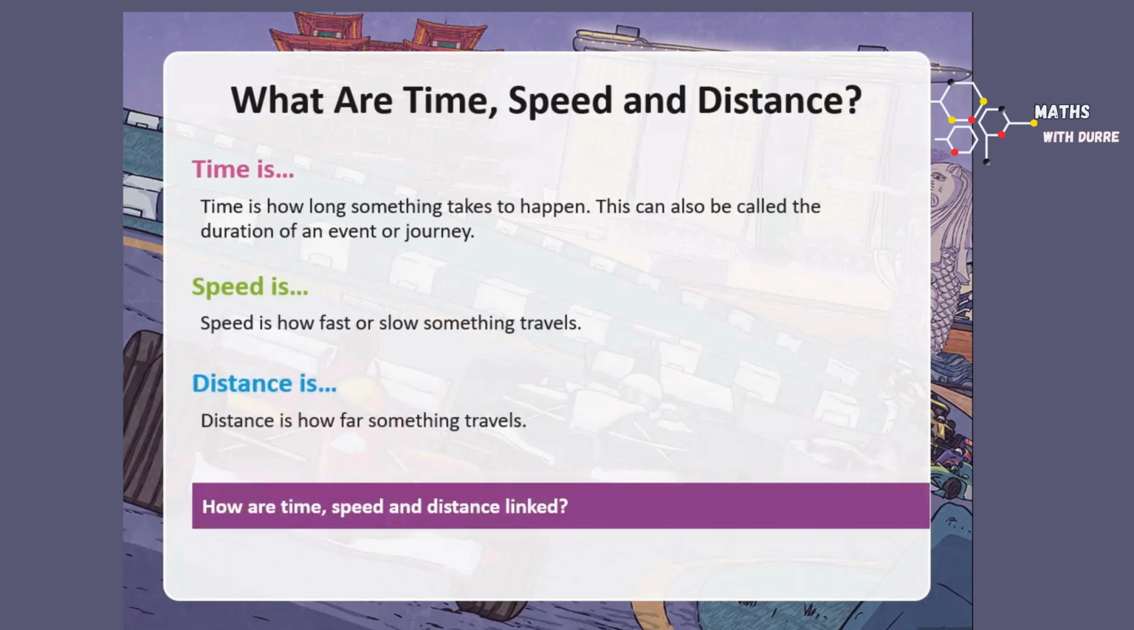And what is meant by distance? Distance is how far something travels. How are time, speed, and distance linked? If we know two of these factors, we can easily work out the third one, right?